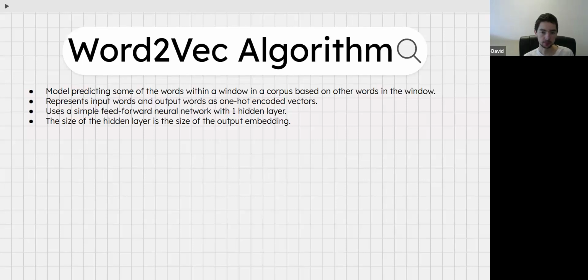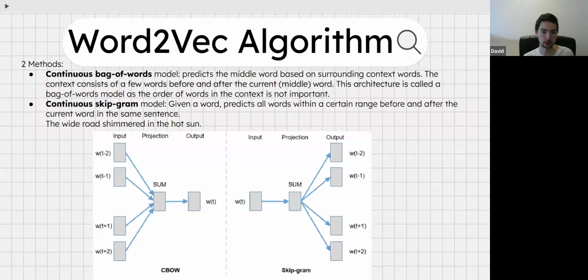The hidden layer in the middle is going to be used to represent the embedding. So the size of the hidden layer is the size of the output embedding. There are two ways of implementing the word2vec algorithm.